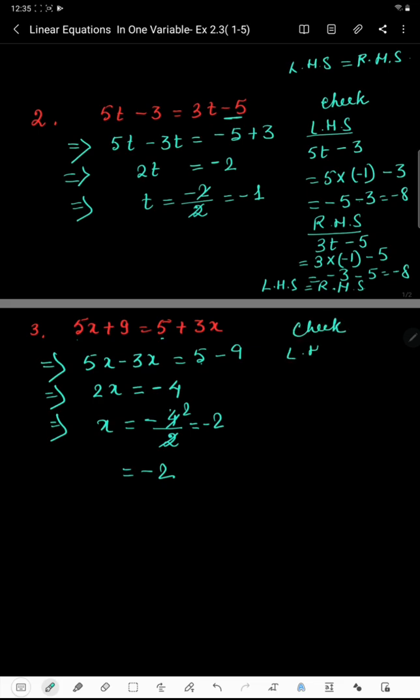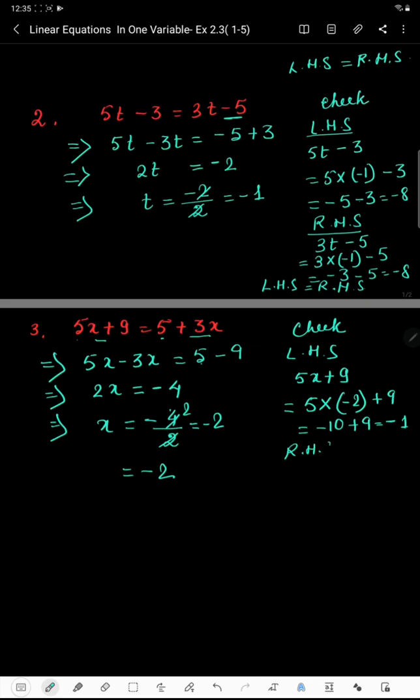We'll put it in the left hand side. The portion before the equal sign is called the left hand side, and this portion is the right hand side. So on the left hand side we have 5x plus 9. Now 5x means 5 multiplied by x, and the value of x we have got is minus 2. So minus 10 plus 9, plus minus minus, so 10 minus 9 is 1, and since 10 is greater than 9 and 10 has a negative sign, it will be negative.